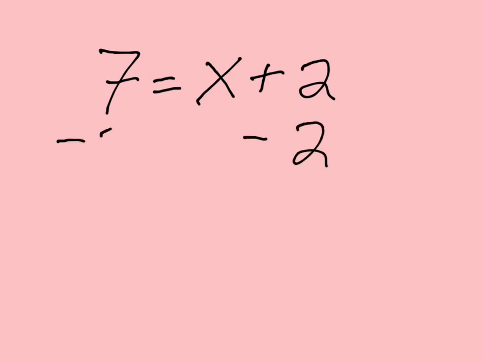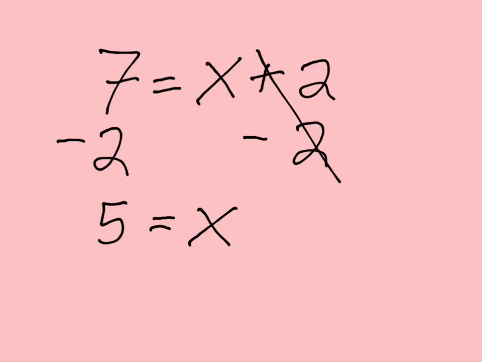Let's look at another example. 7 equals x plus 2. So our variable's name is x. What's happening to x? We are adding 2. The inverse of adding 2, or the opposite of adding 2, is subtracting 2. So we undo the plus 2 with a minus 2, put a line to go poof, that leaves us with just x, and then 7 minus 2 is 5. And so the answer is 5 equals x.